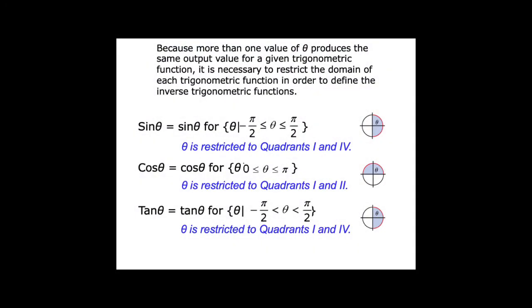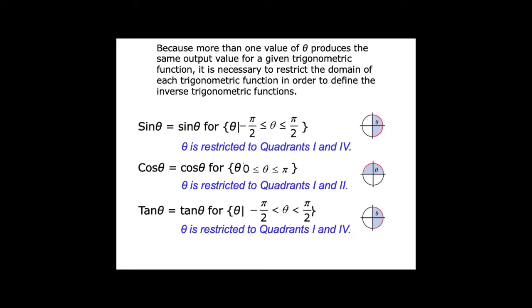Because more than one value of theta produces the same output value for a given trigonometric function, it is necessary to restrict the domain of each function in order to define the inverse trigonometric functions. So for sine of theta, it is restricted to quadrants 1 and 4, and it would be negative pi over 2 is less than or equal to theta, which is less than or equal to pi over 2.